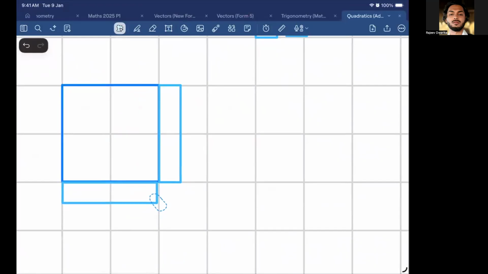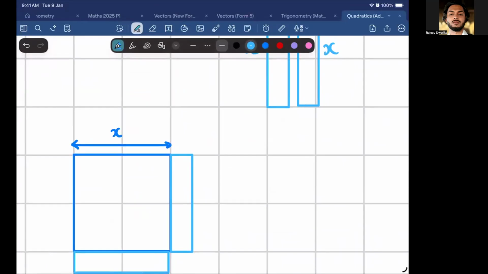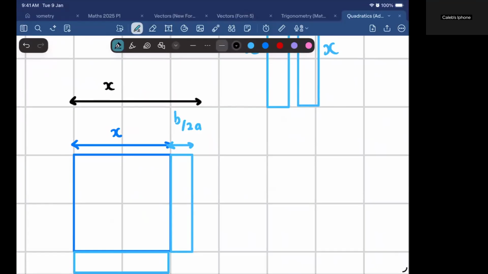All right. So Serena, can you remind me what the dimension for this square was? X, right? And Caleb, can you remind me what the length for this dimension was? B over 2a, yes. So Caleb, what would be the total dimension then? X and b over 2a.